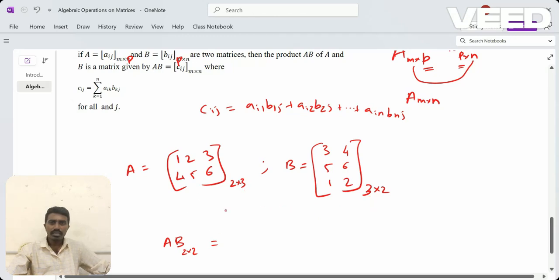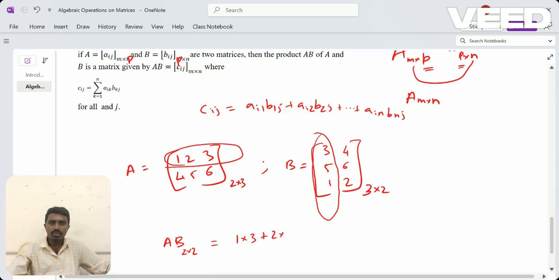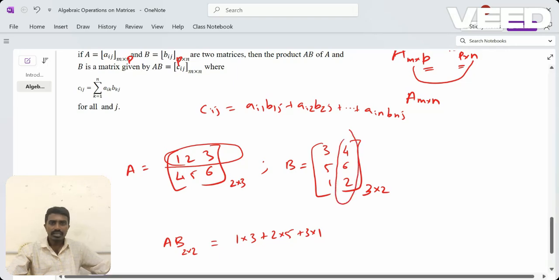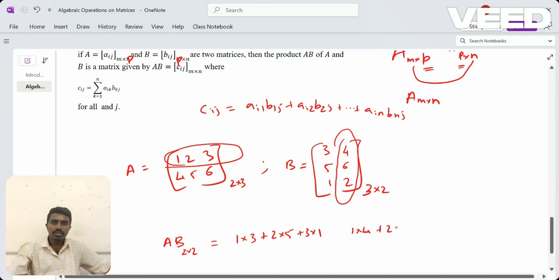Now multiply like this. Consider the first row of the first matrix and the first column of the second matrix. Then the multiplication is defined like this: 1 into 3 plus 2 into 5 plus 3 into 1. Next element: consider the first row of the first matrix and the second column of the second matrix. Then the second element is 1 into 4 plus 2 into 6 plus 3 into 2.